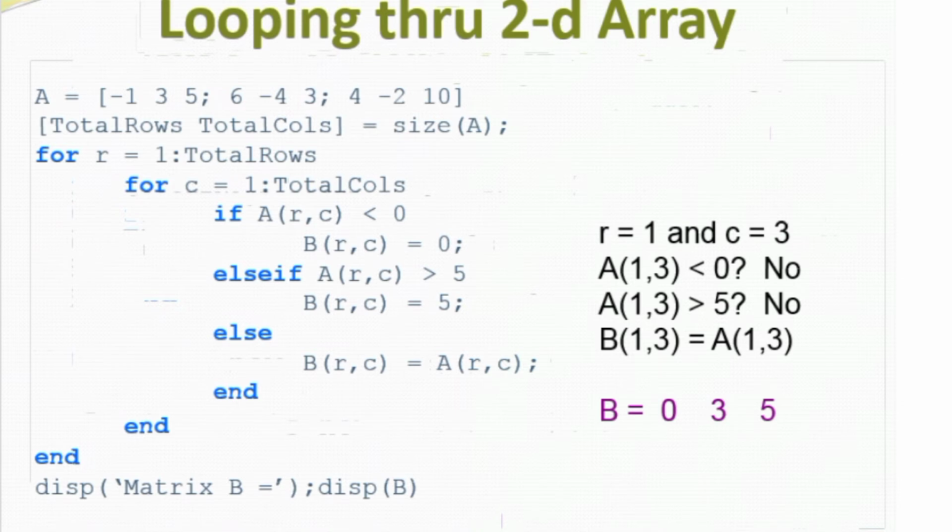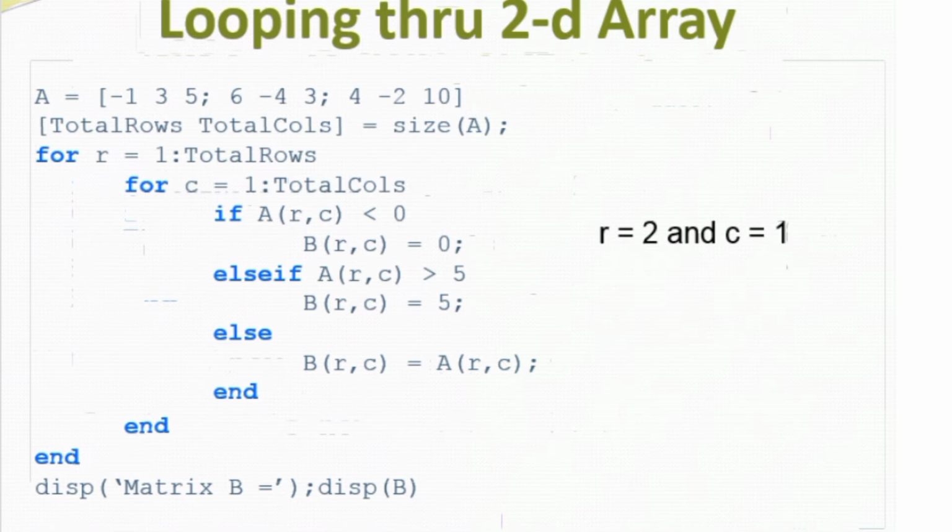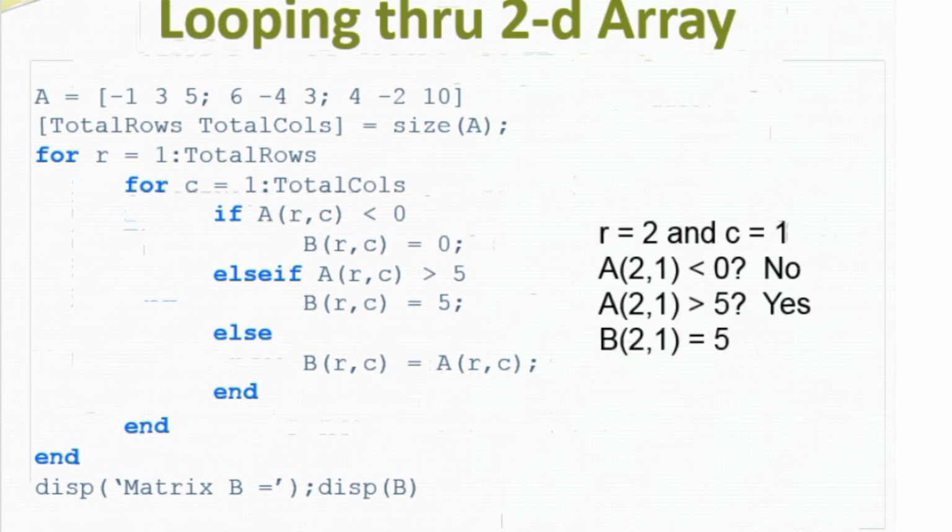I have now finished cycling all the way through the inside loop. I've gone from C = 1 to 3, so I'm now returning up to the top of the outside loop, and I'm going to move from row 1 to row 2. So now I'm at row 2, column 1, and in row 2, column 1, A is 6. So A2,1 is 6. That's certainly not less than 0. However, it is bigger than 5. So B2,1, row 2, column 1 of B, is going to be set equal to 5.